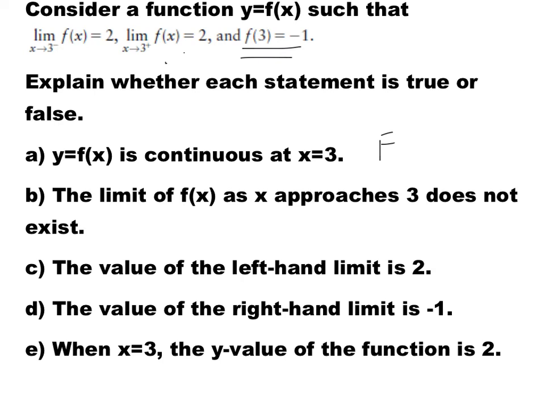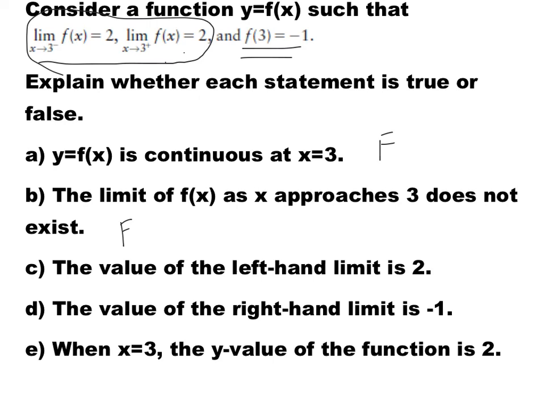The limit of f of x as x approaches 3 does not exist. The answer is false. The reason is that the left and right hand side limits do exist and they are equal. So it means that the limit of f of x as x approaches 3 does exist.